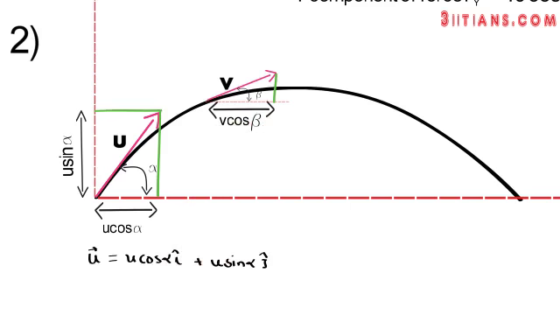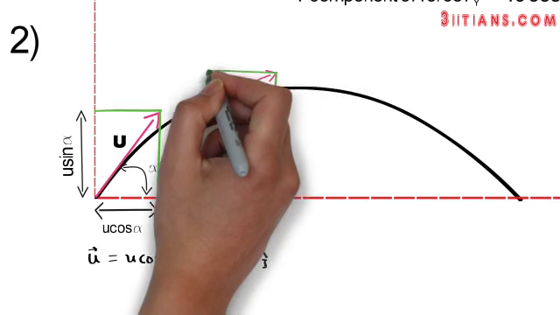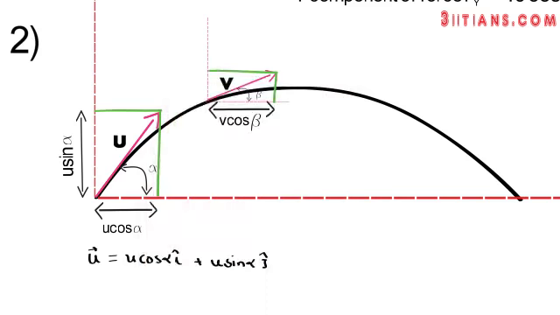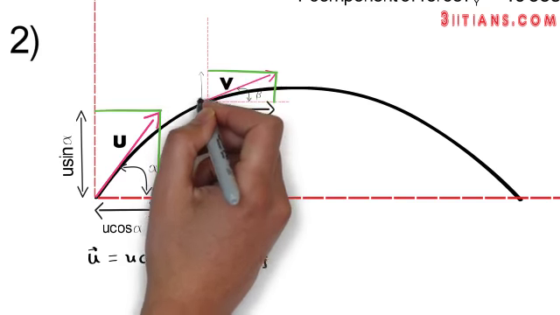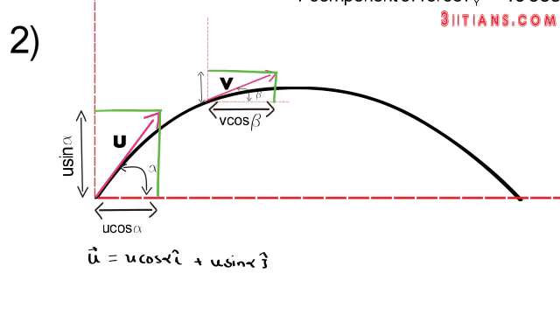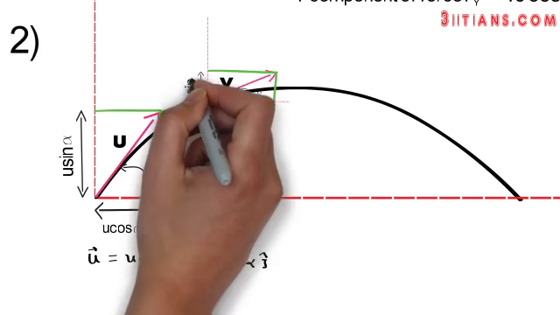Similarly, to find the component of vector v along the y direction, we drop a perpendicular from the head of v along the y-axis. The component along the y direction will be equal to the length from the tail of v to the foot of the perpendicular along the y-axis. This length will be equal to v sin beta.